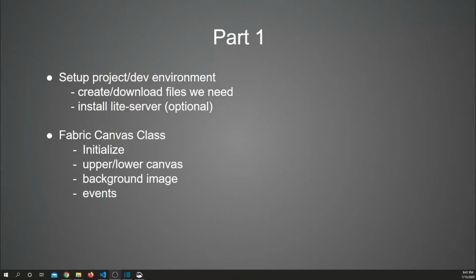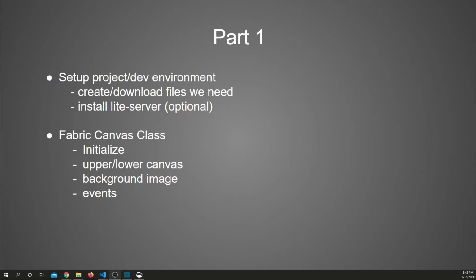Let's talk about what we will be doing in part 1. We will start by setting up our project, which means creating all the files we need, HTML, CSS, JavaScript, and downloading the Fabric.js JavaScript code from the website. Optionally, we can install Lite Server, which allows our browser to automatically refresh when we make changes to our code.